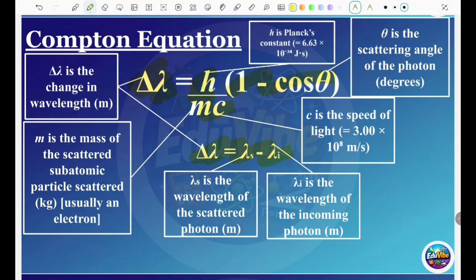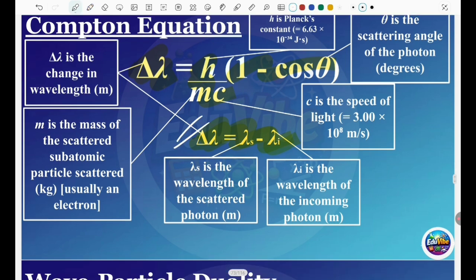And yeah, the quantum effect is again a very important topic, and you have to know the calculation, and you have to know this formula. This formula is not on your formula sheet.